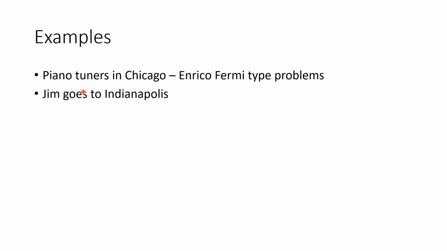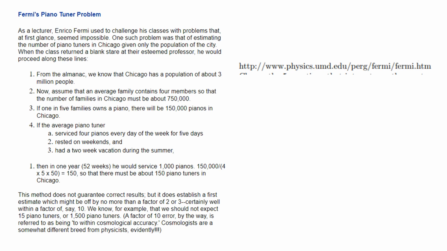But for now, I'm going to talk about 2 examples. One I will call piano tuners in Chicago. This is sometimes referred to as an Enrico Fermi type of problem. Enrico Fermi was a great scientist, and Fermi Laboratory in Batavia is named after him. And another one is a personal story, Jim goes to Indianapolis. Let's look at these examples of estimation.